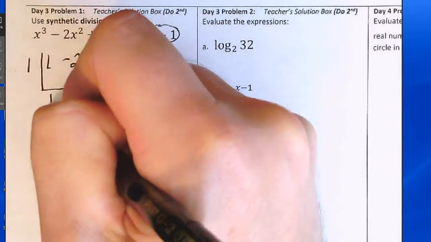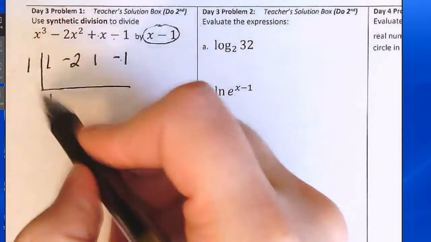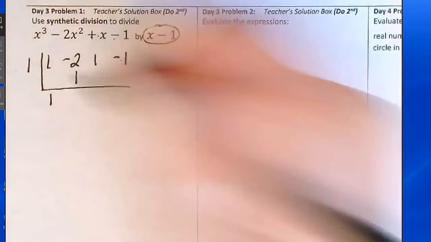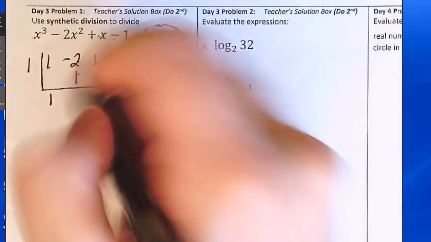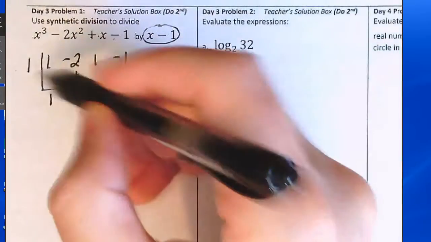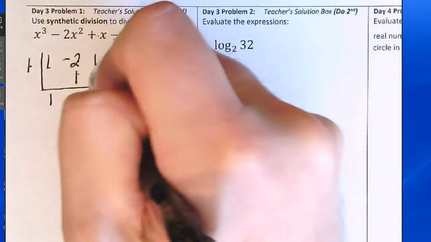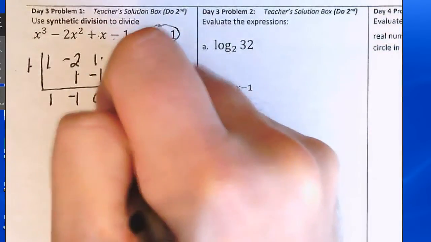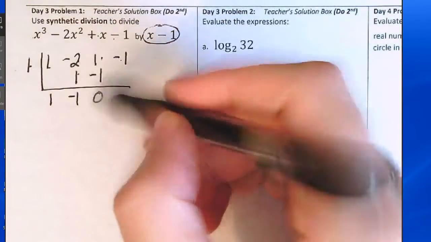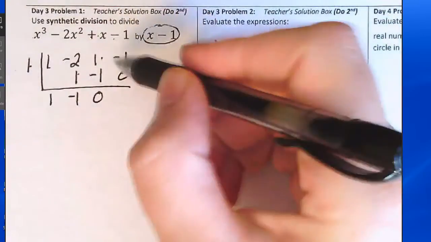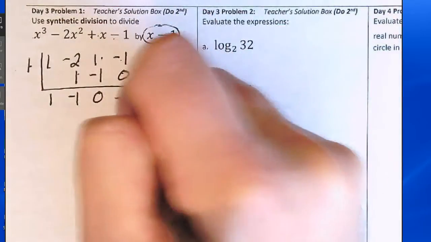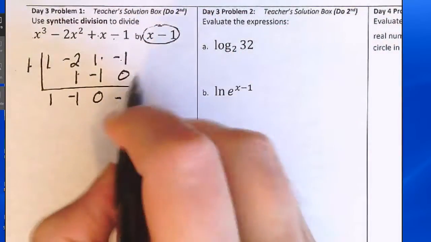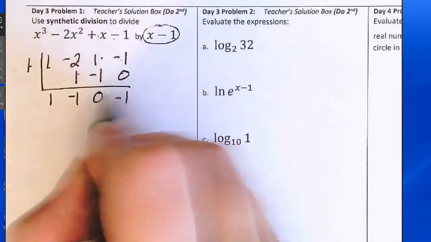Bring down the first number, and then multiply these together. 1 times 1 is 1. Add these together, that's negative 1. Multiply these, which is negative 1, and then add 0. Multiply these together, 0, and then add these, negative 1. This last number here is the remainder of our expression.